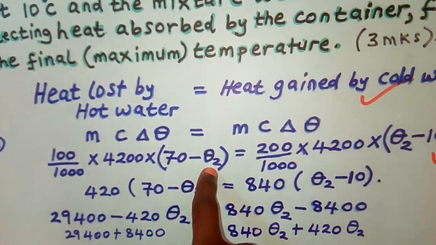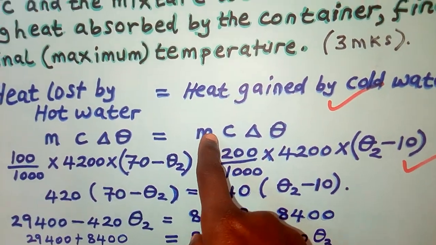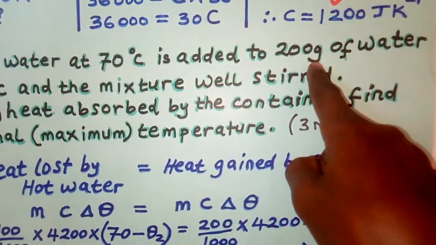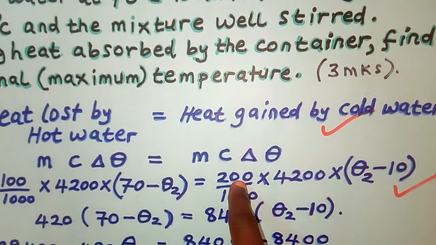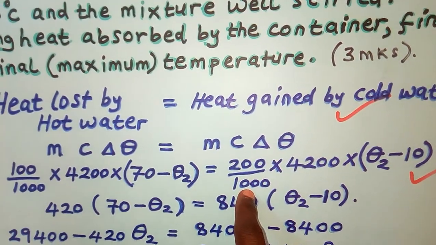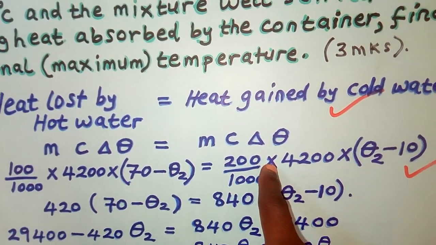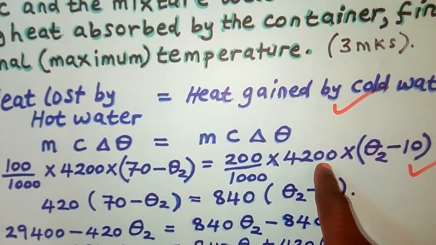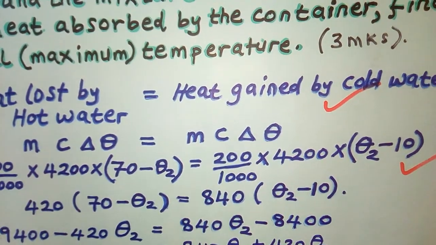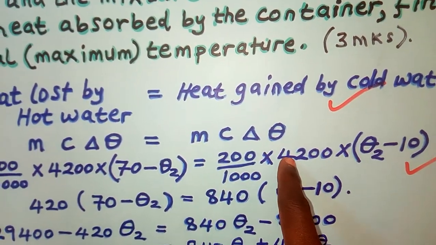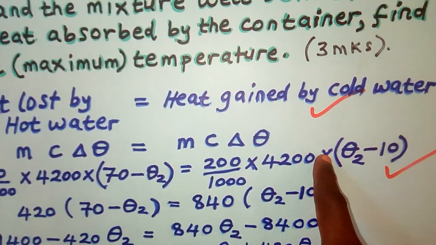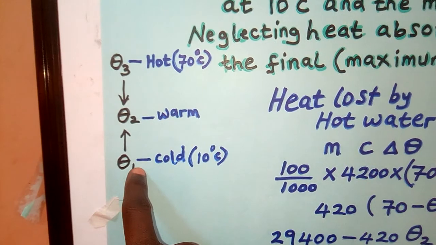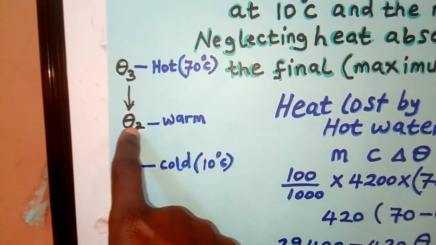Then when you go to the cold water, the mass given to us, you see, was 200 what? Grams. So we also divide it by 1000 to change the grams into kilograms. Times the specific heat capacity of water. Whether the water is hot or cold, the specific heat capacity remains what? The same. So the specific heat capacity is 4200. Times the change in temperature. For cold water, how is the temperature changing? From 10, it is increasing to theta 2.